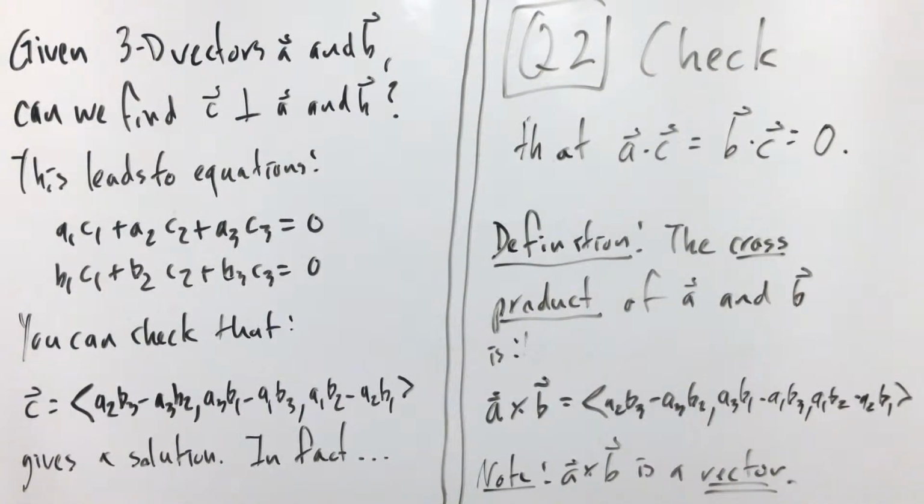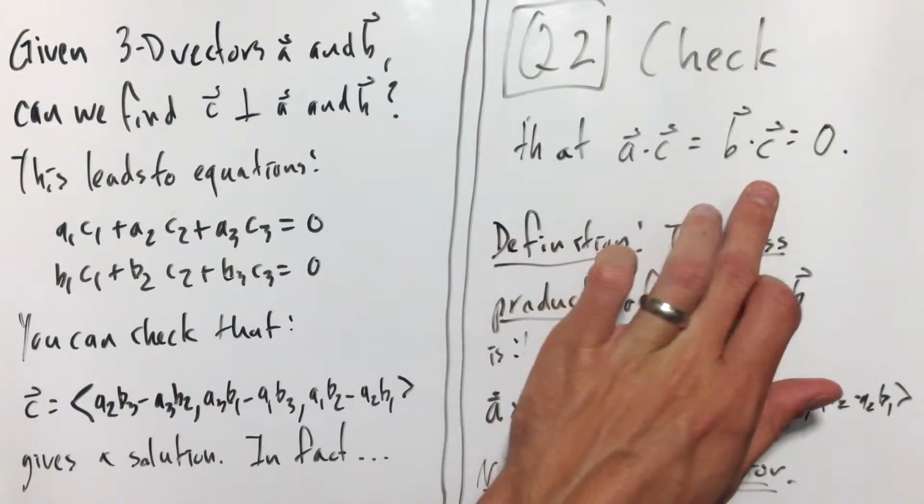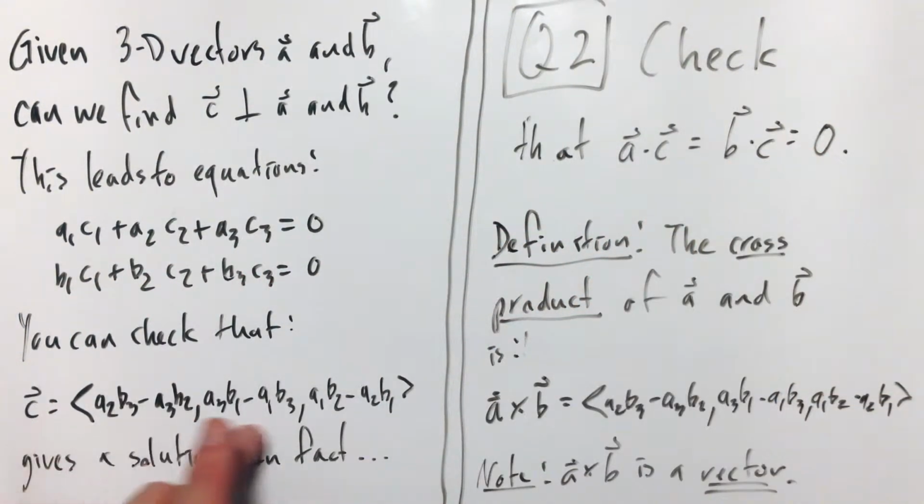That's okay though. All we're concerned with is finding one solution. In fact, you can find one solution if we let C be this vector here, A2 B3 minus A3 B2, A3 B1 minus A1 B3, A1 B2 minus A2 B1, we get a solution. In fact, I would like you for question two to check that indeed if A is any vector and B is any vector with components A1, A2, A3, B1, B2, B3, then A dot C and B dot C are equal to 0, where C is this vector right here.